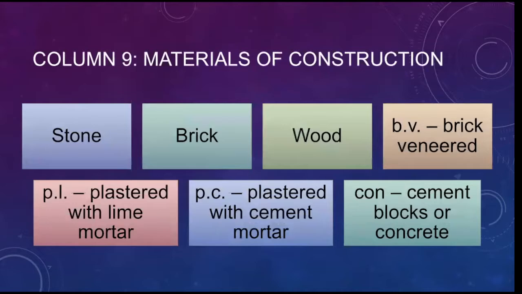Enumerators were to state what the house was constructed of: stone, brick, or wood. The abbreviations: BV was for brick veneer, PL for plastered with lime mortar, that was on the exterior, and the same with PC, which was plastered with a cement mortar. For houses constructed of cement blocks or concrete, the abbreviation CON was used.